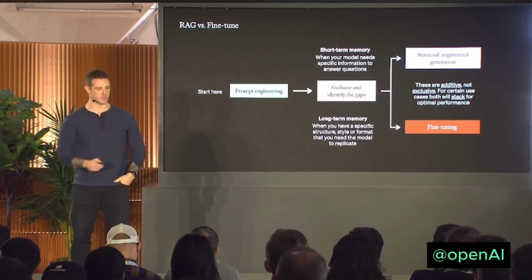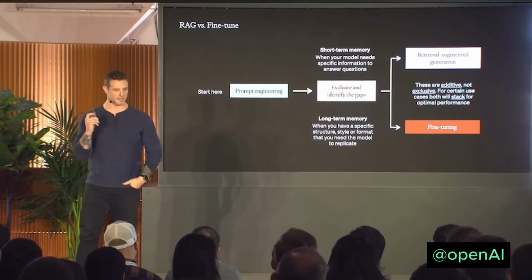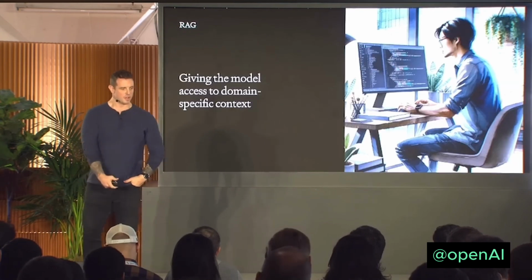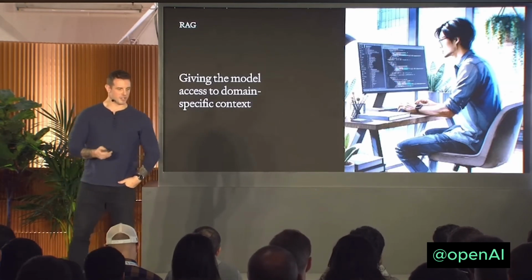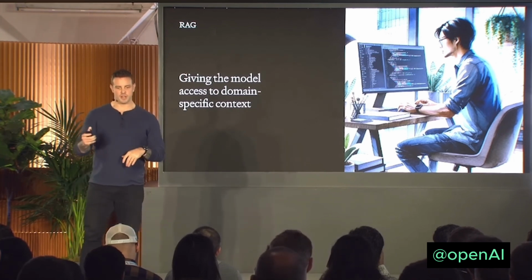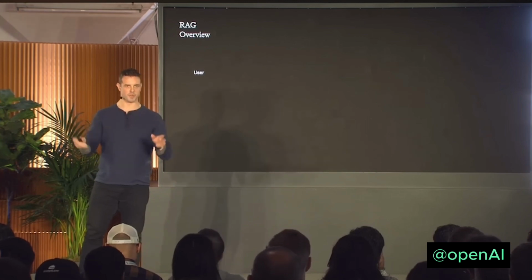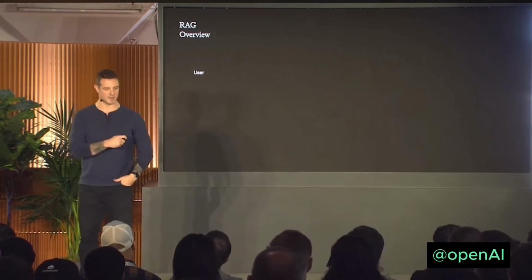And in this case, we're assuming that we've got a short-term memory problem. So we want to give the model the right context that it needs to answer the question. So Retrieval-Augmented Generation, or RAG, is all about giving the model access to domain-specific content. So quick recap of what RAG is. I know, again, most people in the room are going to be familiar, but I'm just going to recap this for the benefit of all.